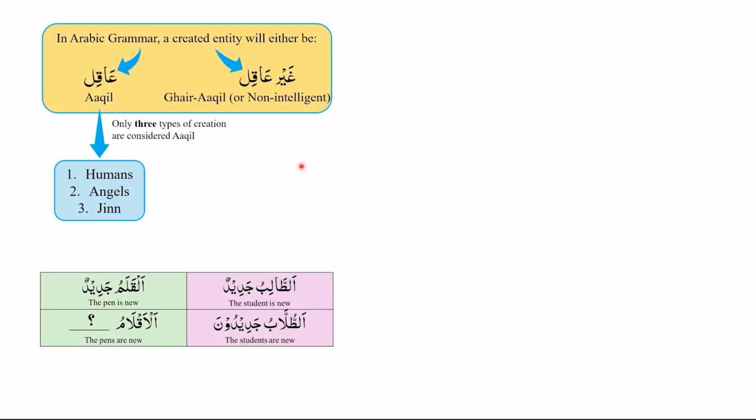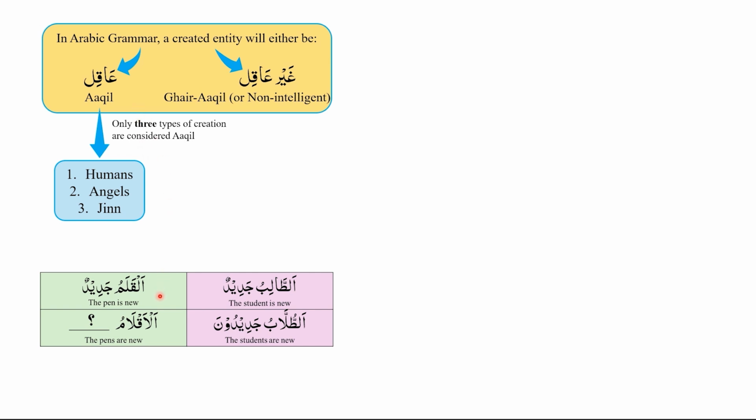Let us return to our example of the pen versus the student. The student is new. For this we will say At-talibu jadidun. At-talibu means the student, and at-talibu is an example of an aqil ism or an intelligent ism. At-talibu, the student, is included within the group of humans, so it will be aqil.